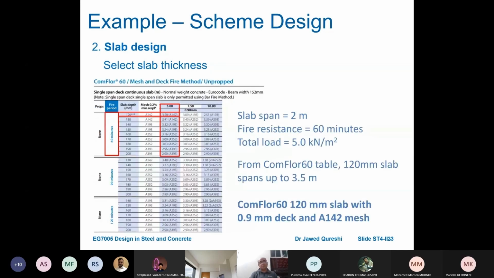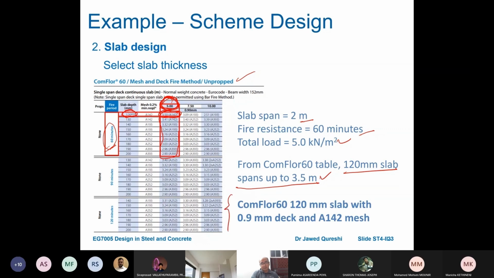The next step is design of slab. Design of slab means that I go to the load span table of this particular supplier, ComFloor 60 load span table. So our slab span is 2 meter, fire resistance is 60, and total load is 5 kilonewton per meter square. So I am choosing this 120 mm deep slab which can span up to 3.5 meter. My span of slab is 2 meters, so this is fine. If my span was say 4 meter, then I cannot use this.